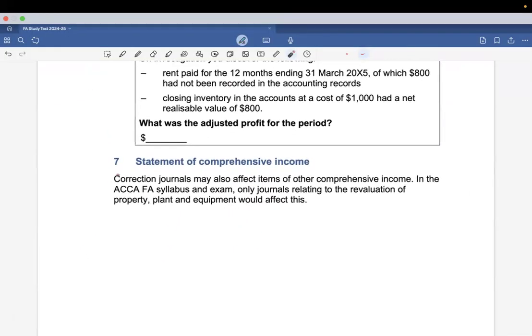Okay? And SOPL has an additional content as OCI, right? Other comprehensive income, which is not there in the FA syllabus, but you will study more about it in the next level. Clear? It's about revaluation and many other things after that.